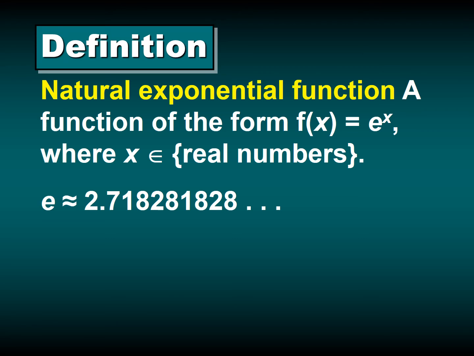Now let's talk about the natural exponential function. This is in the form of f of x equals e to the x power. So e, which we call Euler's number, is approximately 2.718281828, and it just repeats like one of those irrational numbers. It is a number that is used so often that you can actually find it on your calculator.